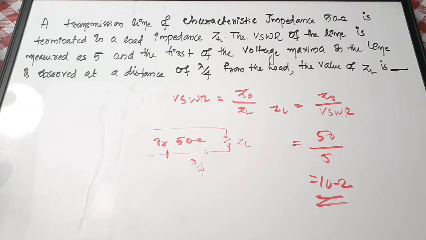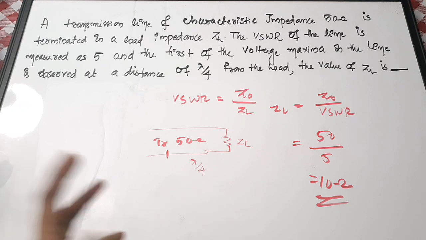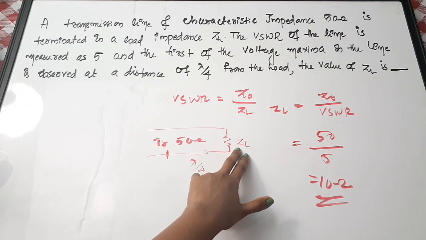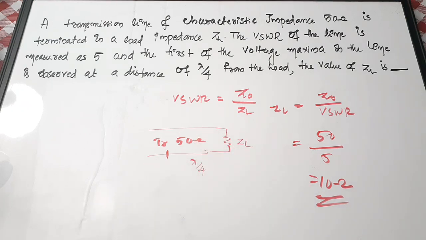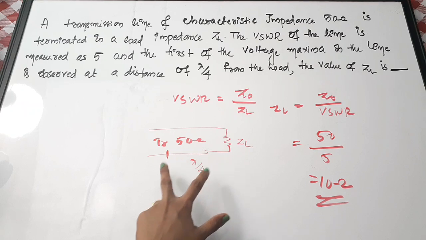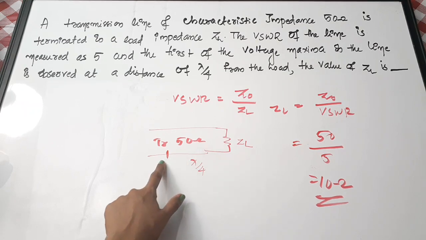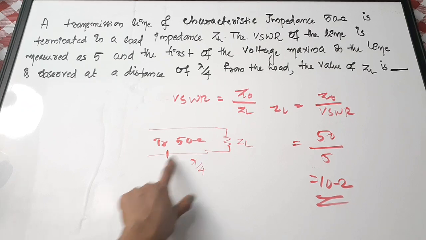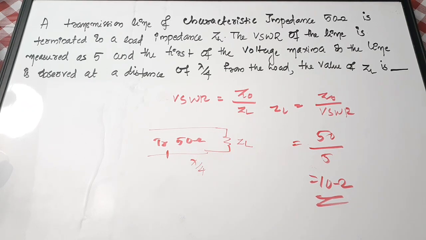Now another informations are also being given. It is given that the voltage maxima is at lambda by 4. So when the voltage maxima is at lambda by 4, you should know that the load impedance is real. So that is the case. So in order to make us know that the ZL is real valued quantity, this information is also given. Okay. So since the voltage maxima is happening at lambda by 4, the ZL has to be a real quantity. Anyway, if you know this equation, you can find the value of ZL, and that is equal to 10 ohms.